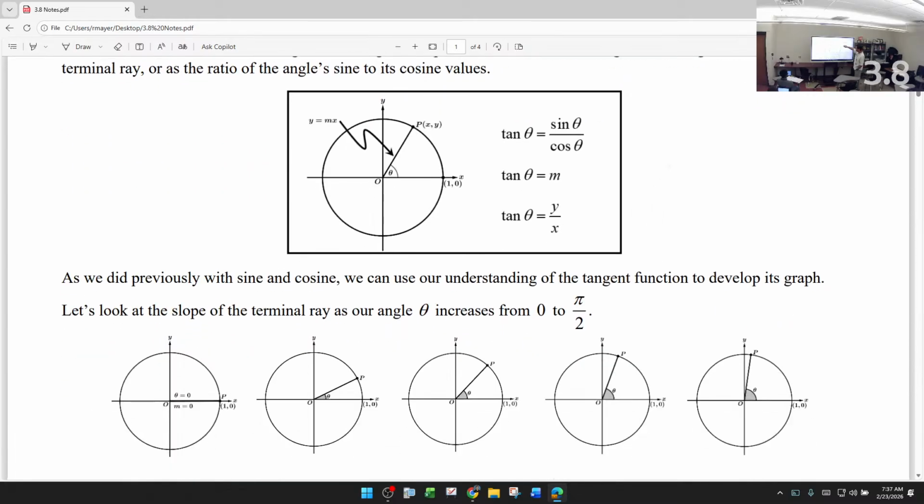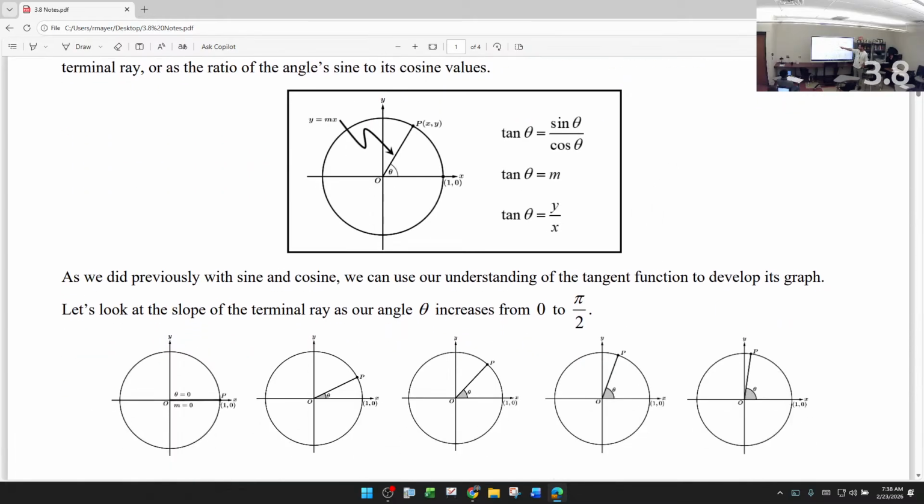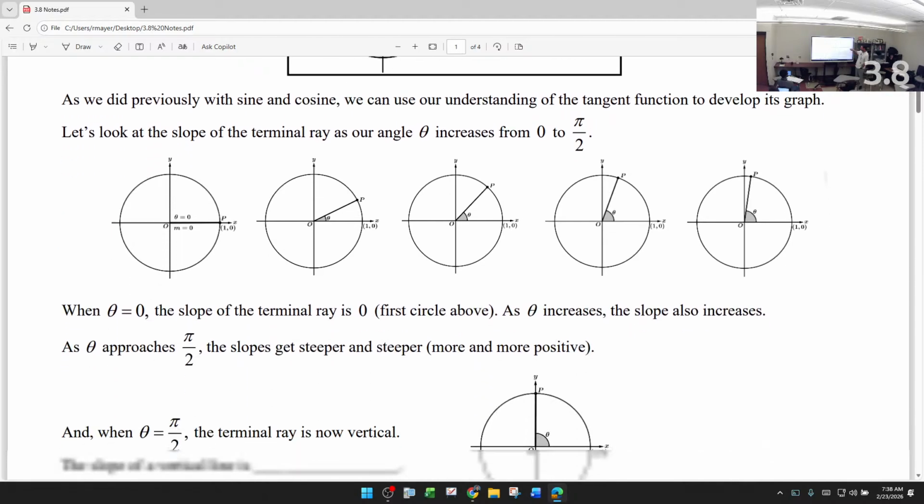Here we go. I don't know why they have m. y over x is the same thing as sine over cosine. So y is the opposite side, x is the adjacent side, and tangent is opposite over adjacent. As we did previously with sine and cosine, we can use our understanding of the tangent function to develop its graph. Let's look at the slope of the terminal ray as the angle increases from 0 to pi over 2.